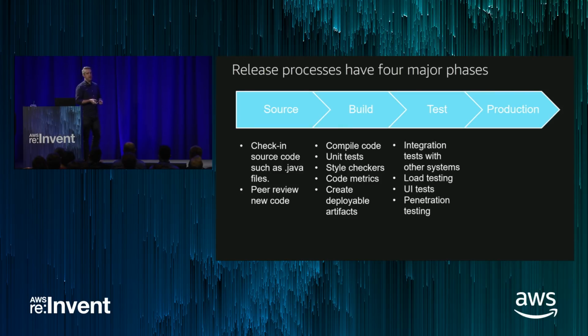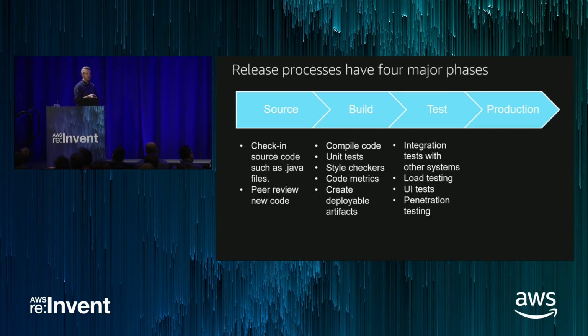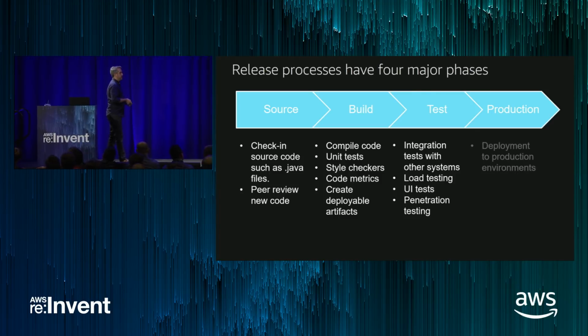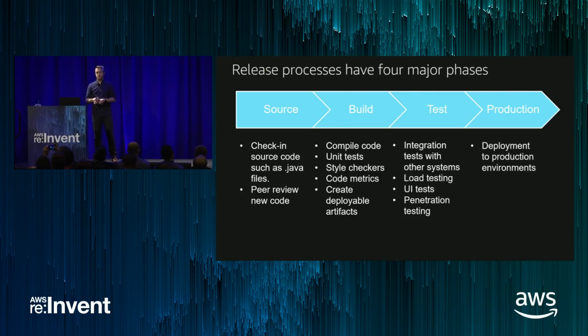Then we have a test phase. Now in our test phase, we're going to take this built deployable asset, throw it into some sort of an environment where we can do further integration testing, whether that be upstream or downstream, things like load testing, security testing, and so forth. And then lastly, production. And this should be pretty straightforward. Toss that thing out into the real world in front of your customers or other services or other things that would interface with it. So 4 major phases.